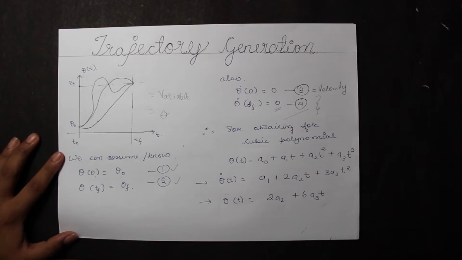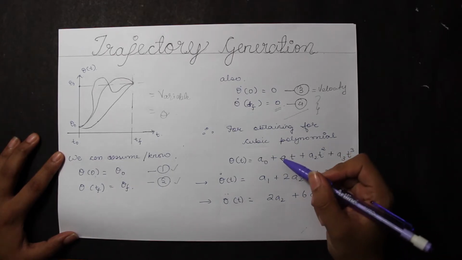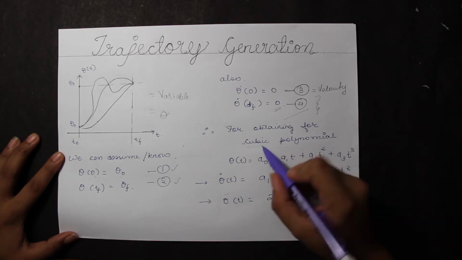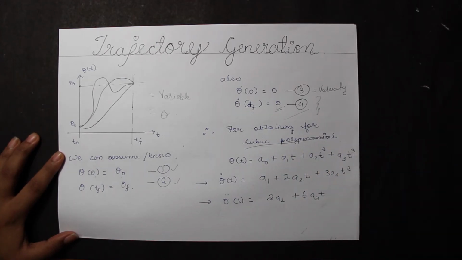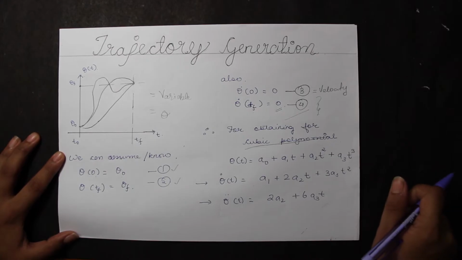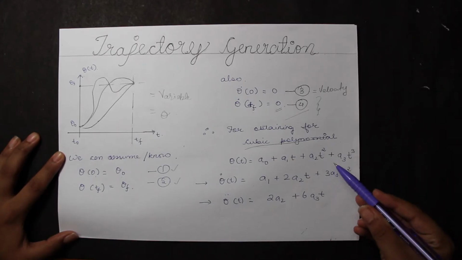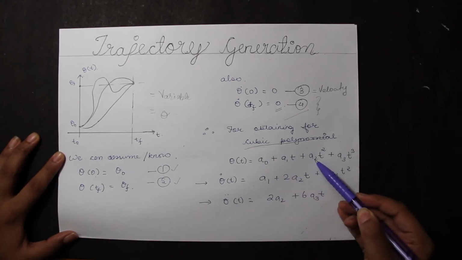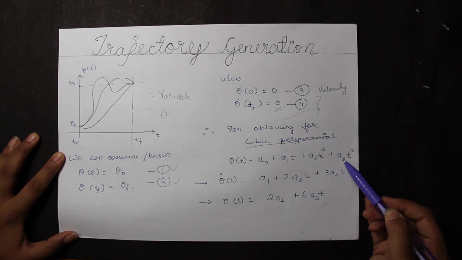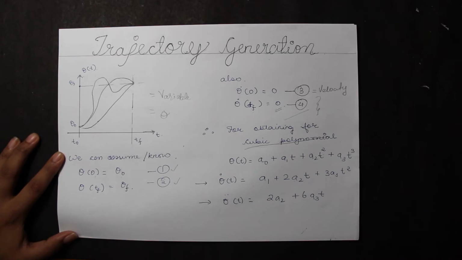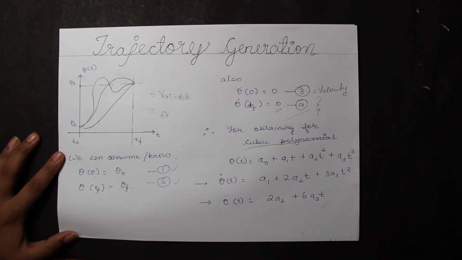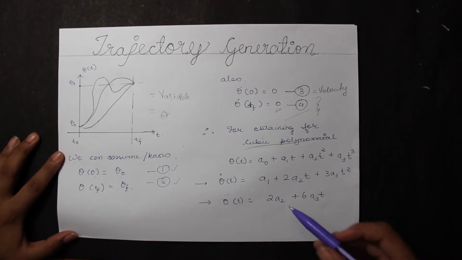In the joint space scheme, we are defining the trajectory with respect to a cubic polynomial. So, what is a cubic polynomial? This is the cubic polynomial which we have, that is a0 plus a1t plus a2t square plus a3t cube. a0, a1, a2, a3 are the constants which we are going to find with respect to different trajectories. Let us quickly derive the values.